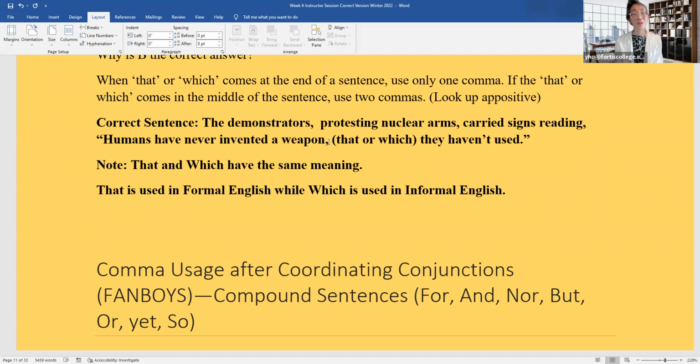And then they expect you, or we expect, or Fortress College expects you, after you learn these rules, to be able to create these kinds of correct sentences also. Instead of saying, the demonstrators protested using nuclear arms, period. They carried signs that said, period. Then they said, instead of having 3 separate sentences, you can correctly combine your sentences together using correct comma usage. Okay, that's what you do in revision.